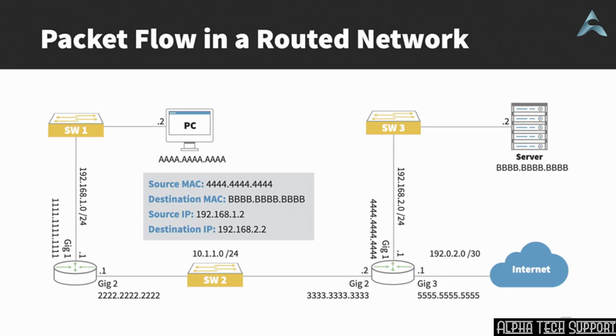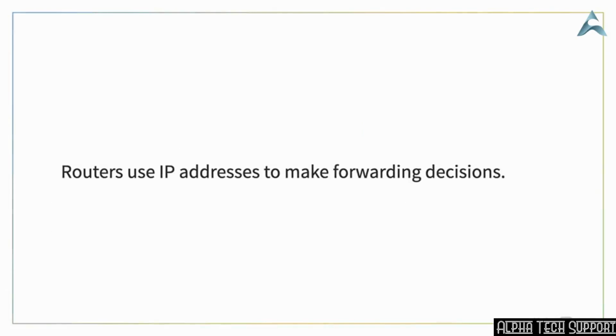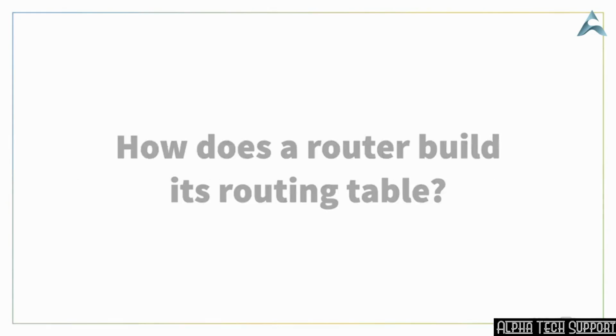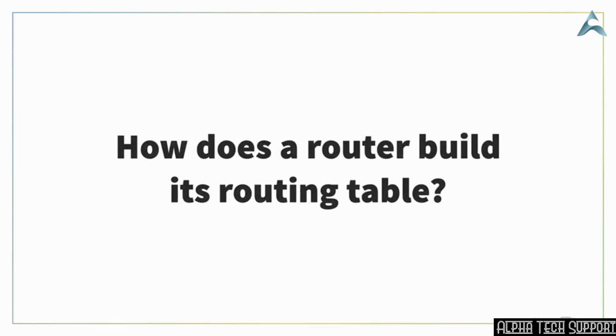But notice, at no point did the source or destination IP addresses change. It was just the MAC addresses that were updated for every network segment that we crossed. We know that a router is going to make a packet forwarding decision based on a destination IP address. And the question we want to begin to address in this video is, how does the router build its routing table that tells it how to forward traffic to that destination IP address?